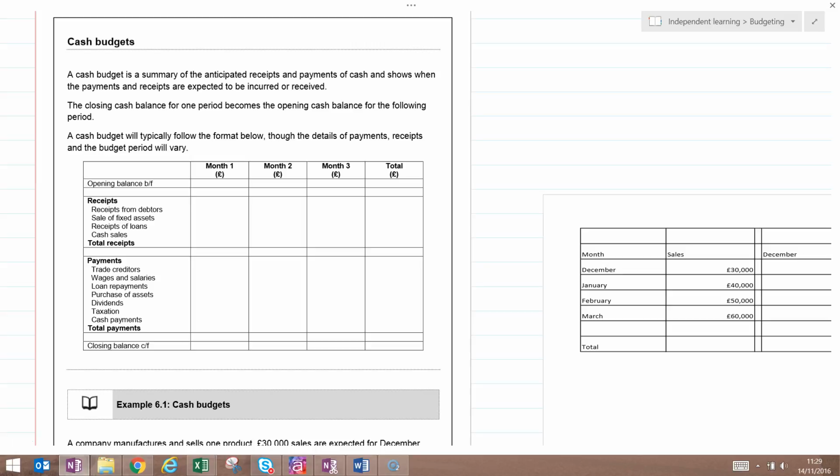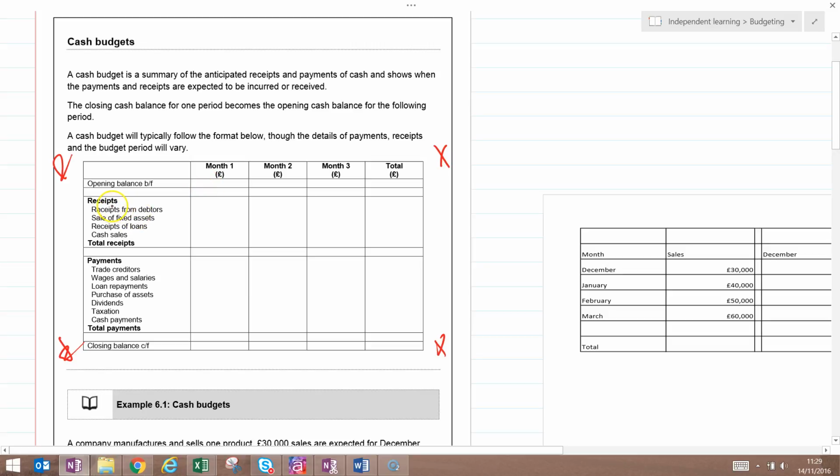Now you can see on this layout here, we have a cash budget format. Across the top, we have the months. Cash budgets are normally prepared on a month-by-month basis. So you would normally put the month names in there. We start off our cash budget with the opening balance. So how much money do we currently have?